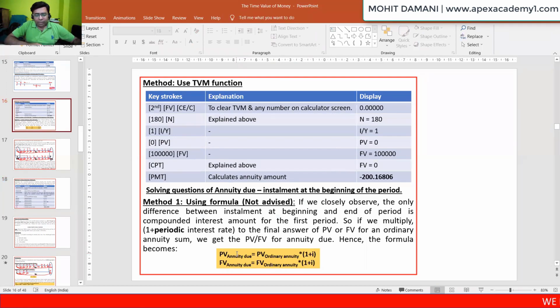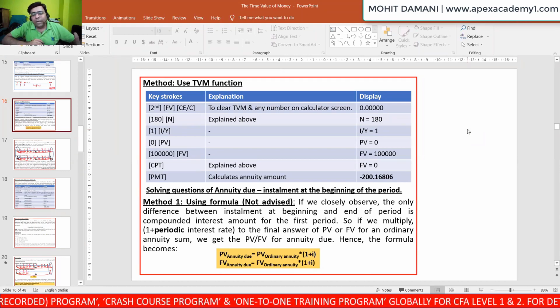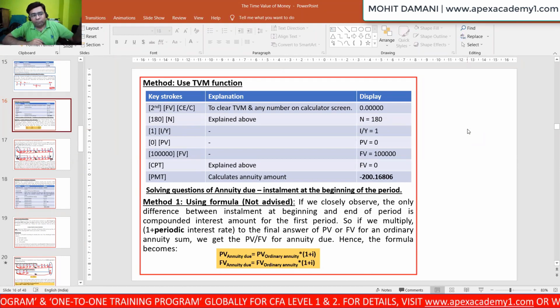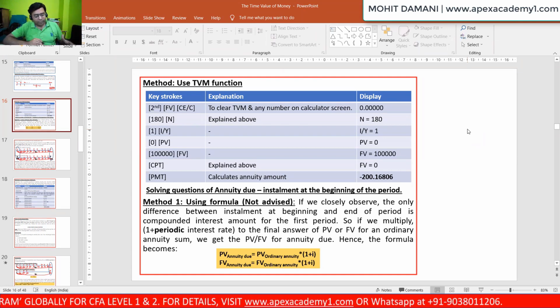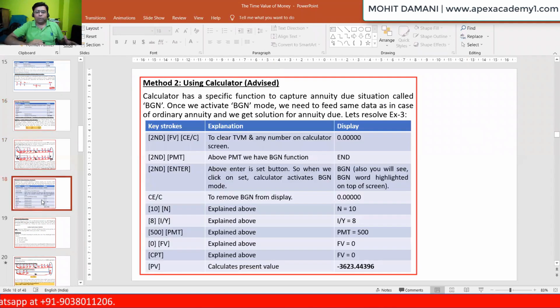PV of annuity due is PV of ordinary annuity multiplied by 1 plus I, where I is the periodic interest rate. Means if it is 12% per annum compounded semi-annually, the rate you have to use is 6%. If it is 10% per annum compounded quarterly, 1.025 is what you have to multiply. This is the way you can convert. You cannot do that by reducing a year or something. Your answer will be wrong.